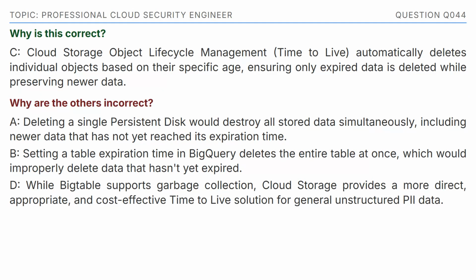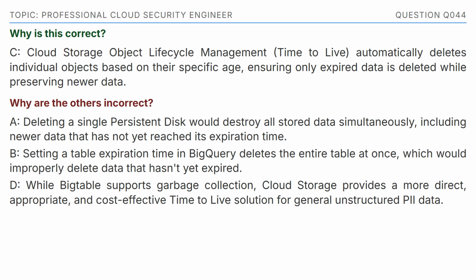Why is this correct? C. Cloud Storage Object Lifecycle Management, time to live, automatically deletes individual objects based on their specific age, ensuring only expired data is deleted while preserving newer data. Why are the others incorrect?